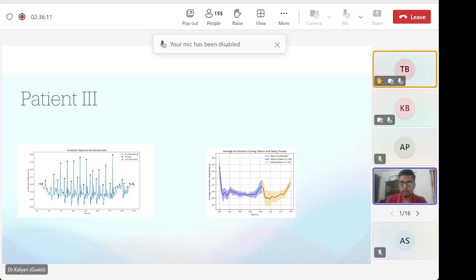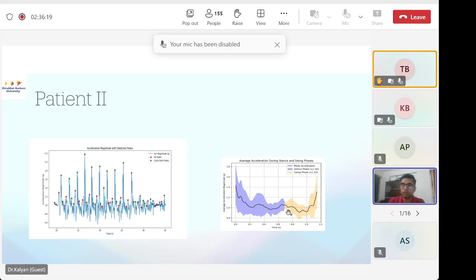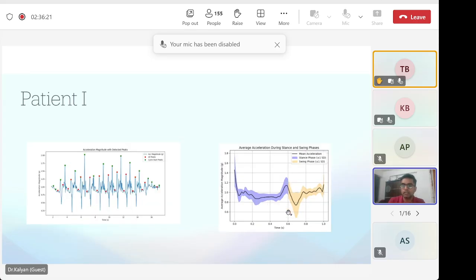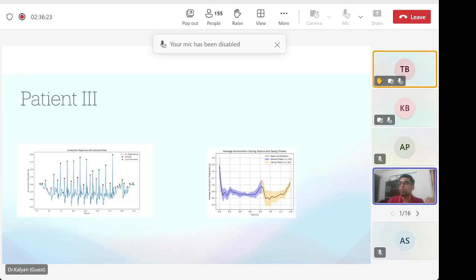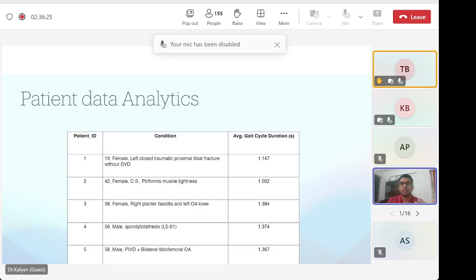Similarly, for another patient, the pattern is very different. It's not just the pattern, it is the stride times. If you see, this is 1.4 seconds, this is 1.1 seconds, this is 1 second, and so on. So then we summarize the average gait cycle durations for each of those 5 patients for one session.